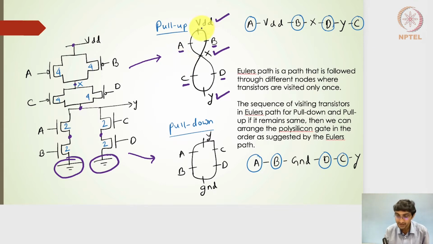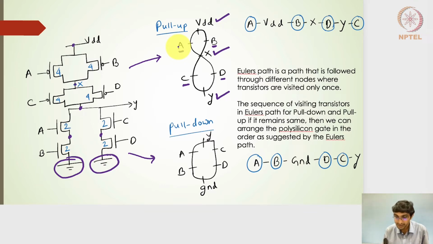So just to reiterate, I will travel from node VDD to X node, traversing the P polysilicon gate, and then from X node to Y node, I will traverse using the C polysilicon gate, and then from Y to X node using the D gate, and then from there to the VDD traversing the A polysilicon gate. So that is one particular path, right?